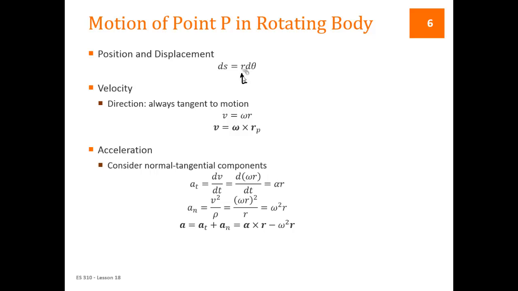This is just a geometric definition of an arc length relative to the enclosed angle. That's where this is coming from. So ds is equal to r d theta. Similarly then, v is equal to r omega, and some portion of a is going to equal r alpha.